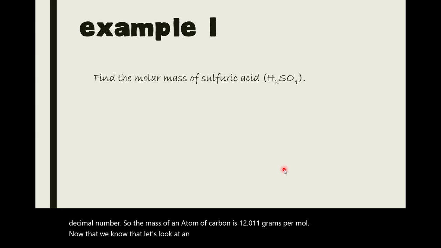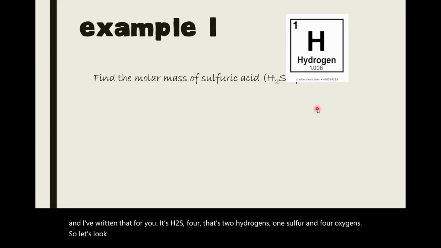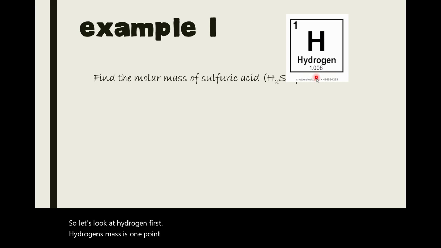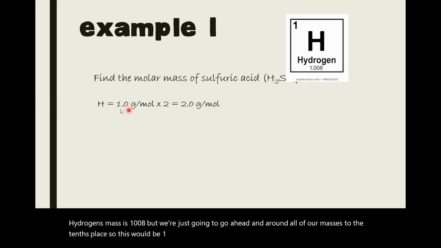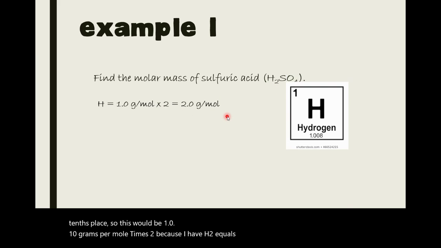So let's find the molar mass of sulfuric acid, and I've written that for you. It's H2SO4. That's 2 hydrogens, 1 sulfur, and 4 oxygens. So let's look at hydrogen first. Hydrogen's mass is 1.008, but we're just going to go ahead and round all of our masses to the 10th place. So this would be 1.0. 1.0 grams per mole times 2, because I have H2, equals 2.0 grams per mole.